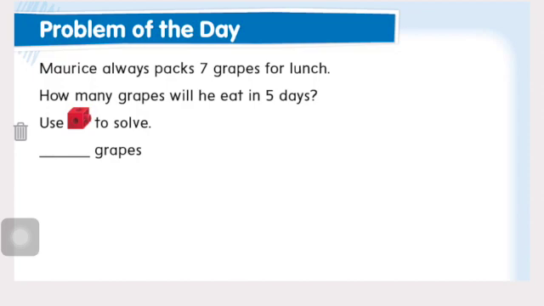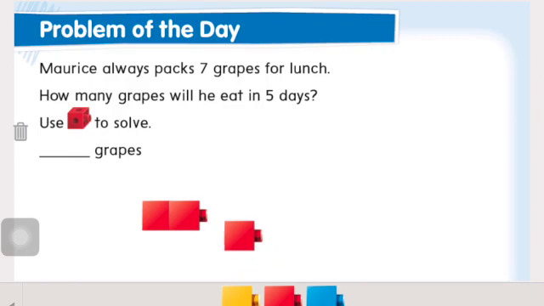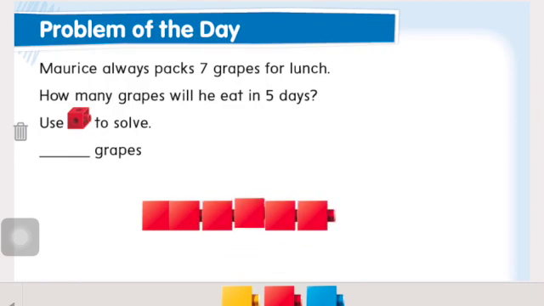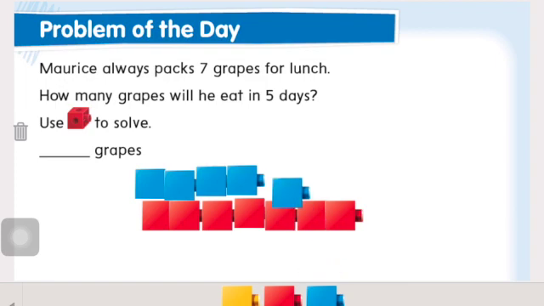Maurice always packs 7 grapes for lunch. How many grapes will he eat in 5 days? Use cubes to solve. So let's look at this. It says he always packs 7, and he's going to do that for 5 days. So 1, 2, 3, 4, 5, 6, 7, 1, 2, 3, 4, 5, 6, 7 grapes.